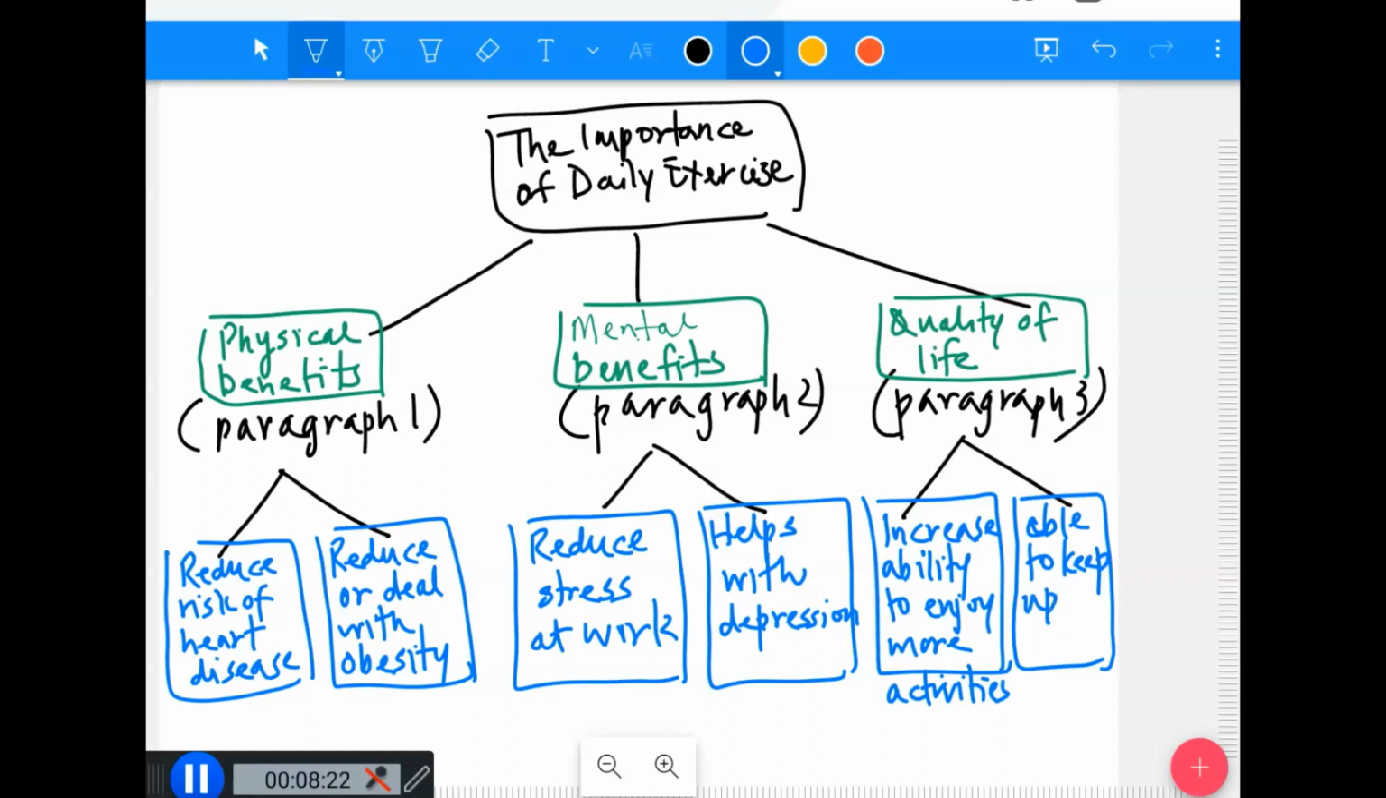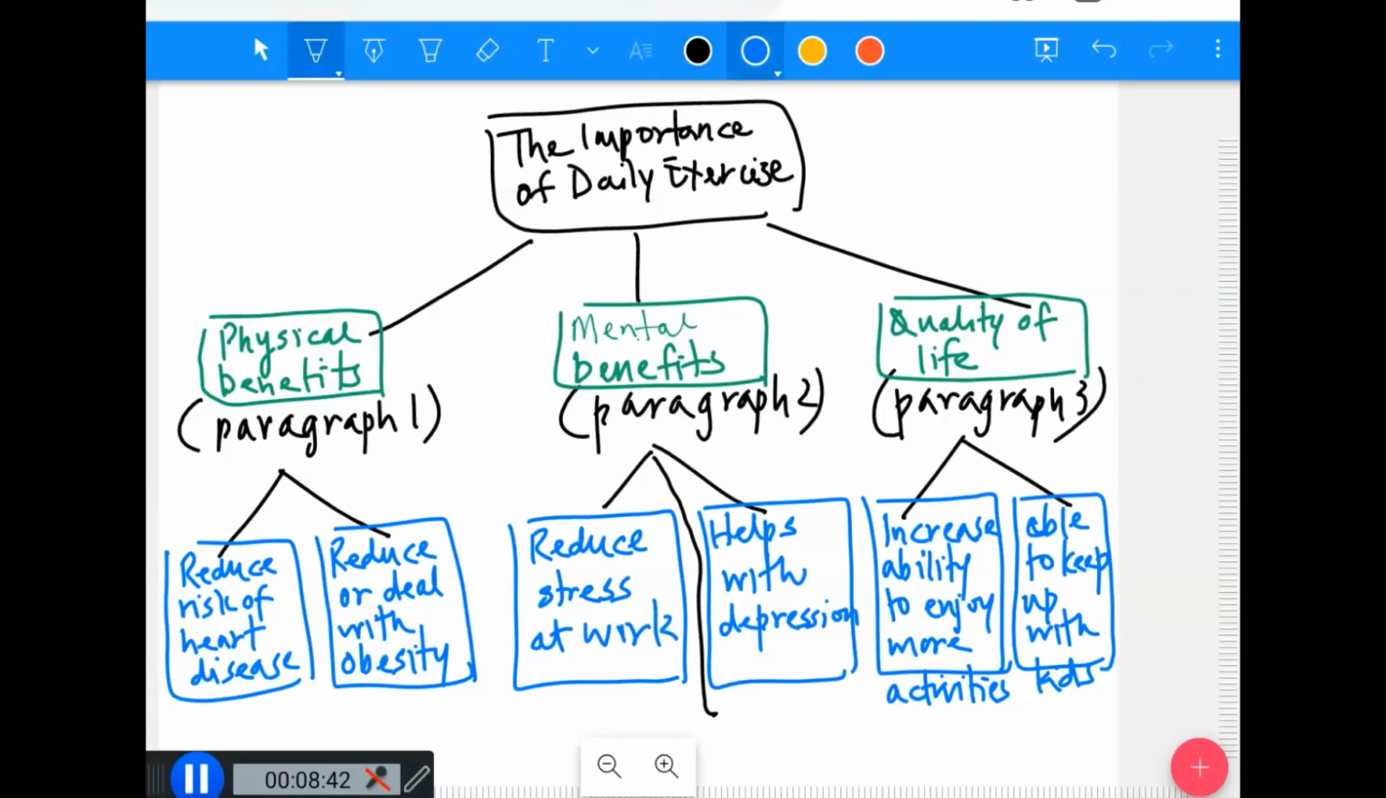And the quality of life can also be improved through daily exercise. And one example to this point is that you're able to keep up with your kids, with your grandkids, and spend quality time with them. Instead of just watching them do things, you can actually enjoy your activities with them.